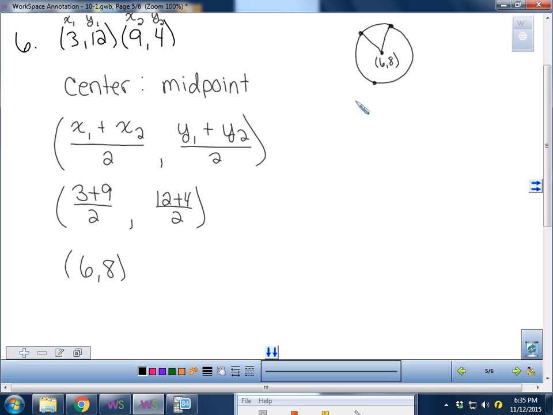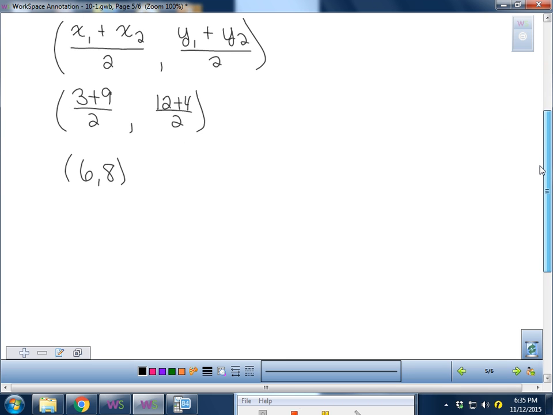Now, it also wanted me to tell what the radius was. Well, the radius is the distance from the center to a point on the circle. All right? So here's the deal. I know what my center is, and I know 2 points on my circle. I only need 1 point to figure out how far it is from the center to that point. So, in order to find the radius, you use the distance formula because you want to find the distance between the center and a point on your circle.